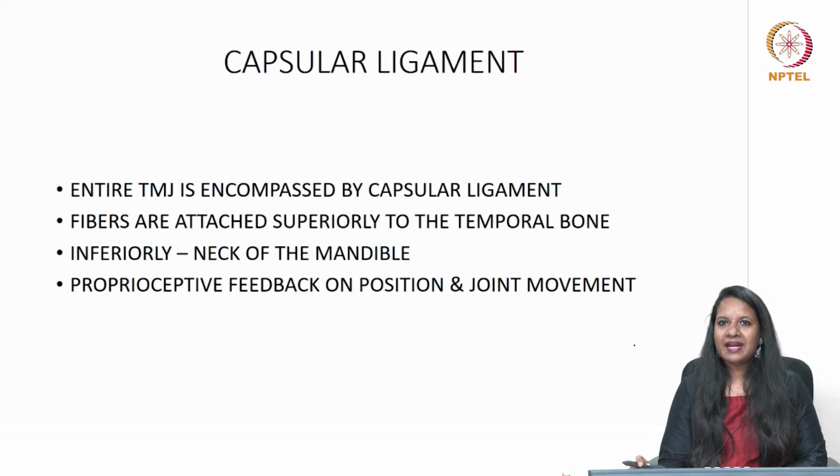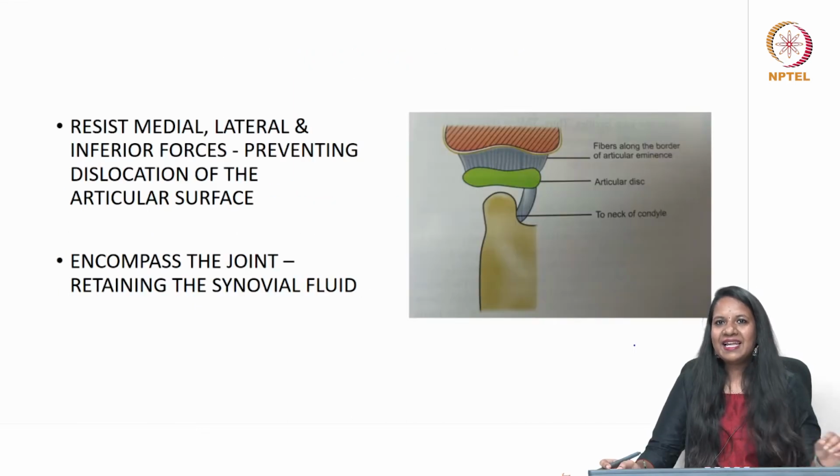These fibers are attached superiorly to the temporal bone and inferiorly to the neck of the mandible. They have a proprioceptive feedback on position and joint movement. So, it resists medial, lateral and inferior forces, preventing dislocation of the articular surface. It also encompasses the joint, retaining the synovial fluid.